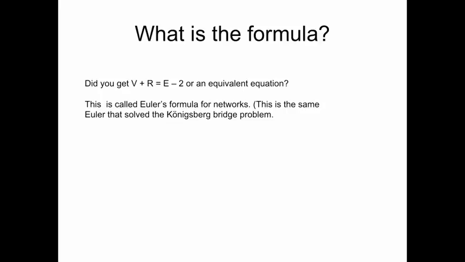This is called Euler's formula for networks. He was the one that discovered it, this same Euler that solved the Königsberg bridge problem. Quite interesting. Well, there you have it on networks. In the homework, we'll give you a little bit more information, but that's enough for right now.